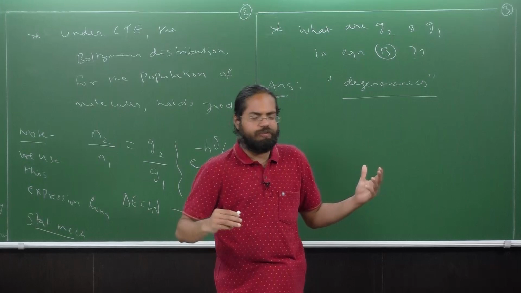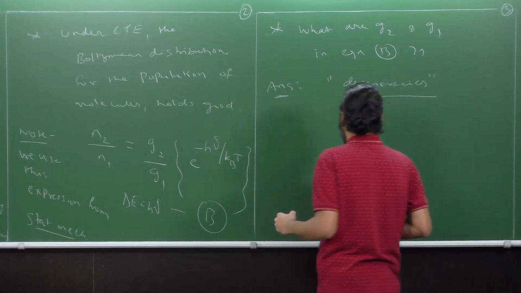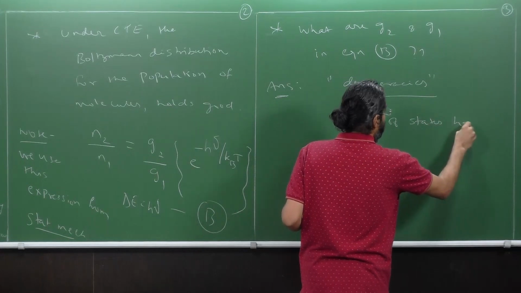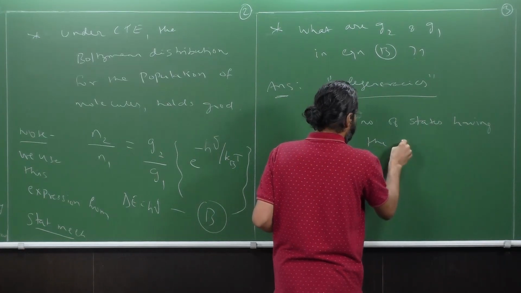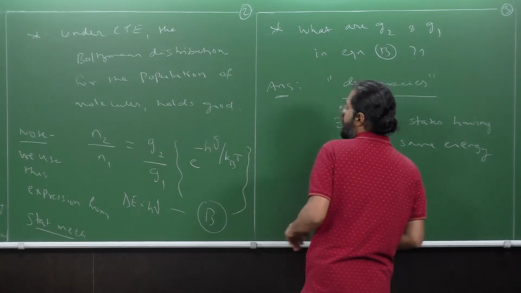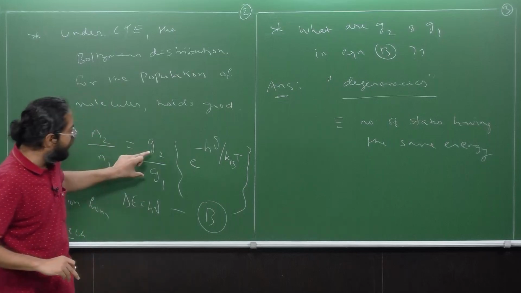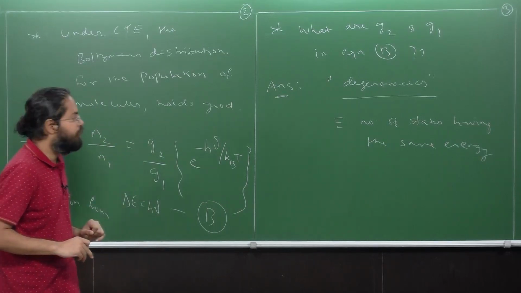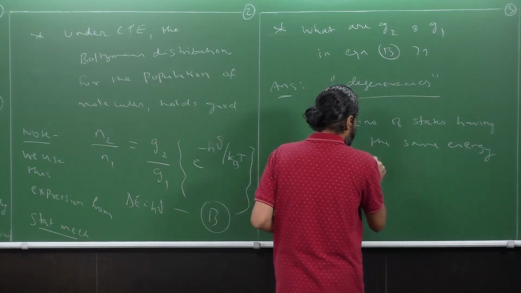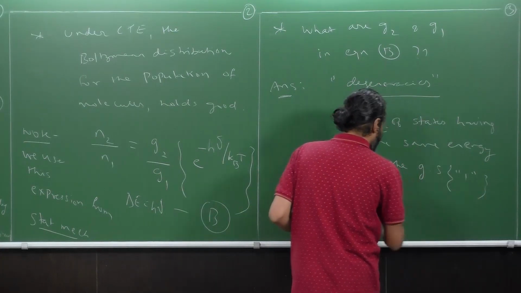And what is the meaning of this phrase? New jargon is fine, but what does it mean? Well, it refers to the number of states having the same energy. We're not going to derive this expression, but I will briefly tell you the intuition as to how exactly these 2 terms come up. Number of states having the same energy, in the ground state, which is labeled by 1, and the excited state.